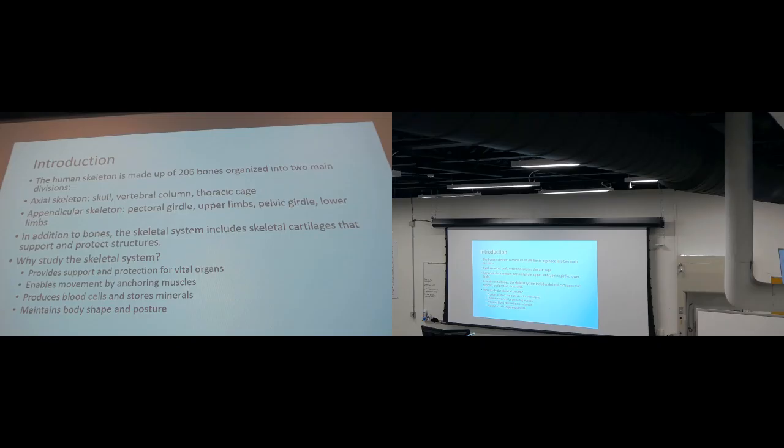Now, the adult human skeleton has 206 bones. And out of these 206, we have the subdivision: the bones that are located in the central part of our body, which is the axial skeleton, and the bones that are located in the upper and the lower limbs, which will be the appendicular skeleton. That's the major subdivision.